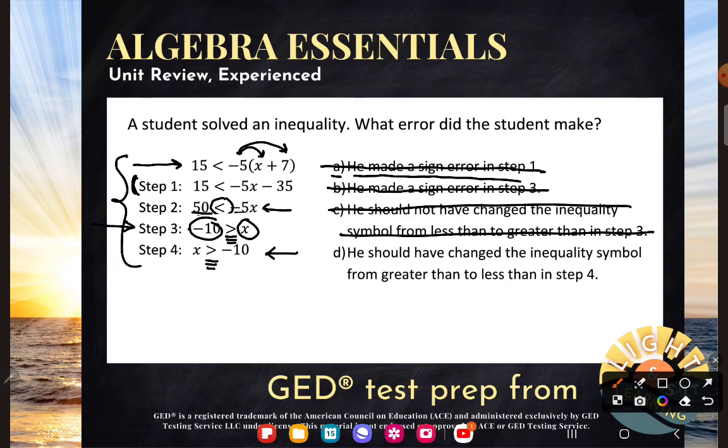And so a lot of students would say, no, he did right there. That looks good to me. But remember, this inequality symbol means something. It tells us which number is larger and which number is smaller. So it says -10 is larger than x. Well, then if you want to make it a sentence where you start with x, if -10 is the larger number, x is the smaller number. He should have had a less than sign there. And so then D is correct. He should have changed the inequality symbol from greater than to less than in step 4.